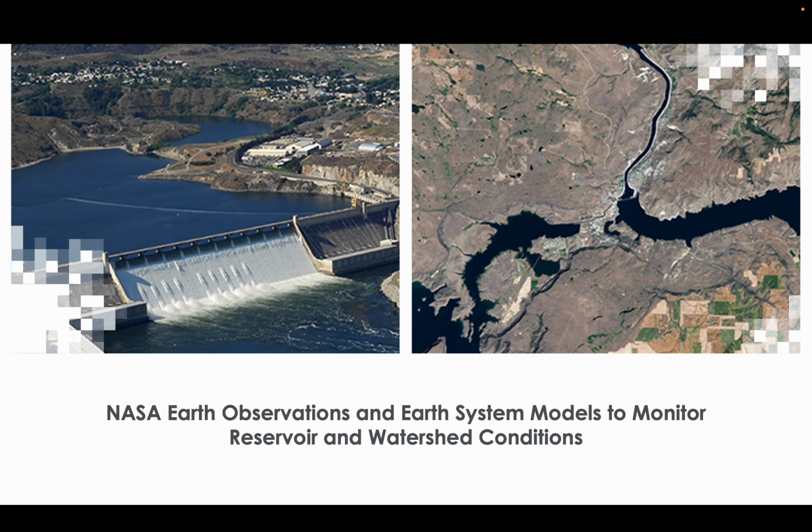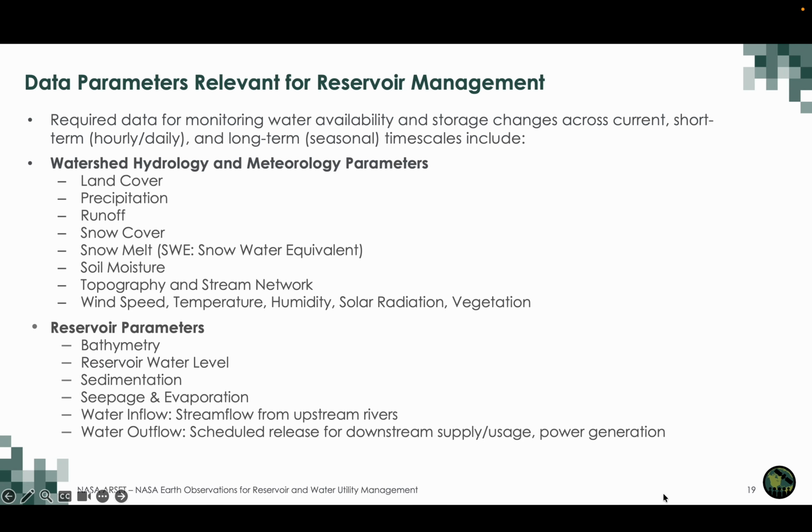To meet some of these challenges, remote sensing data can be highly useful. So in the remainder of the sessions, we will discuss the NASA Earth observations and Earth system models that are useful for monitoring reservoir and watershed conditions. For reservoir management, we require both watershed hydrology and meteorology parameters, as well as parameters relevant to the reservoirs themselves.